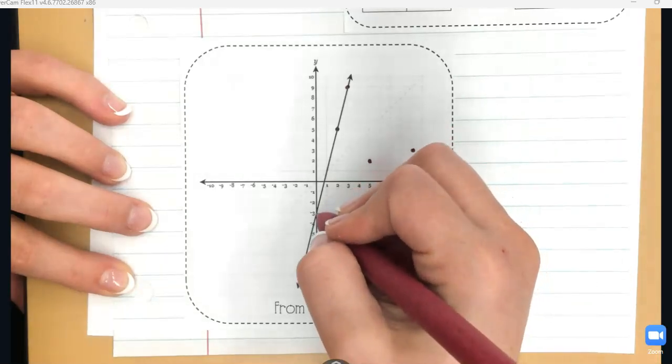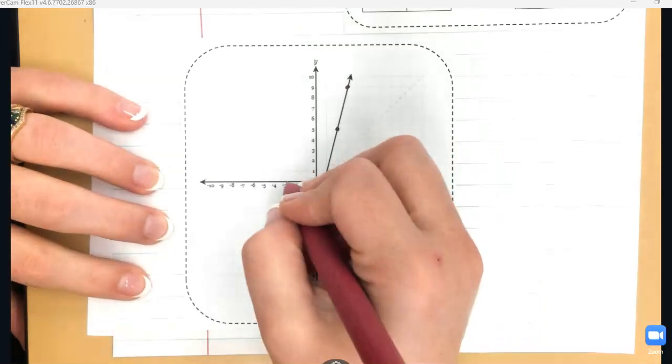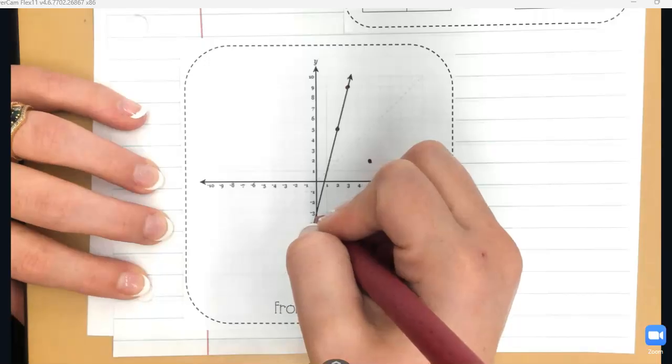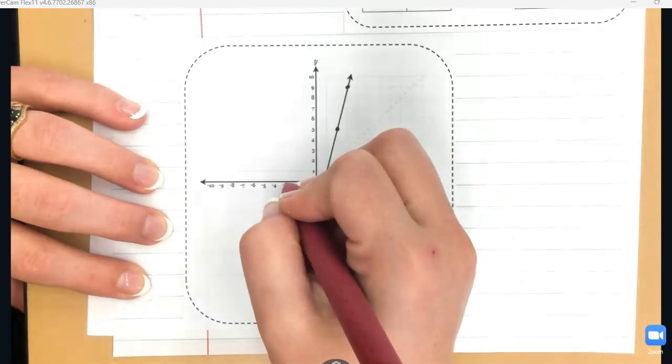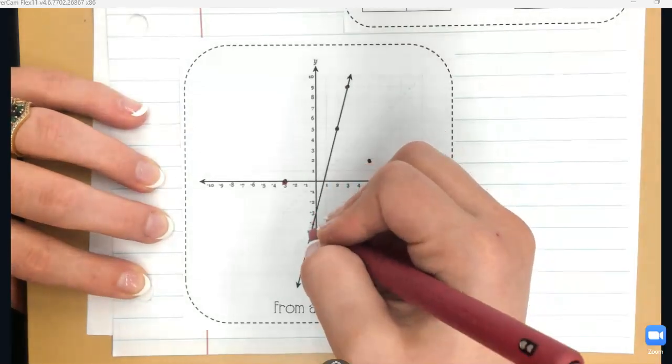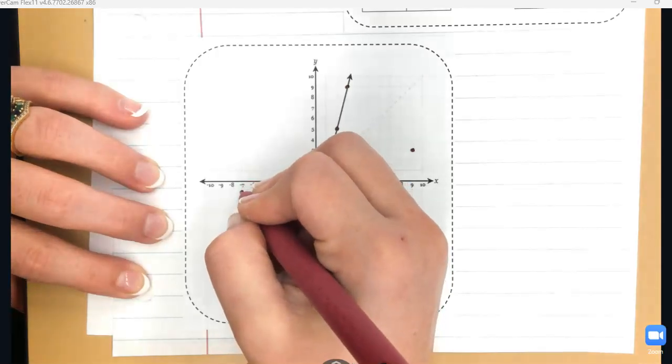Looking down at some negatives, I've got 0, negative 3. So I'm going to switch that to negative 3, 0. Sorry, that's 0, negative 3 switching to negative 3, 0. What else do we have? Negative 1, negative 7. I'm going to switch that to negative 7, negative 1.